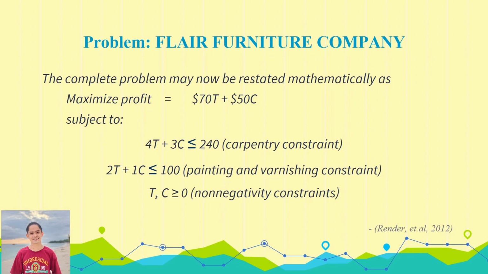The Flair Furniture Company problem may now be restated mathematically as: maximize profit equals $70T plus $50C, subject to 4T plus 3C is less than or equal to 240 for the carpentry constraint, and 2T plus 1C is less than or equal to 100 for the painting and varnishing constraint, and lastly, T, C is greater than or equal to 0 for the non-negativity constraints.